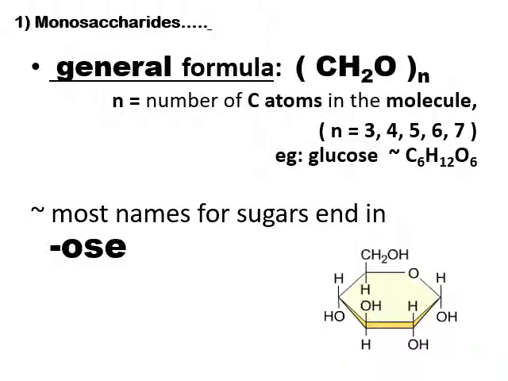The general formula for monosaccharide is in bracket CH2O n. Okay, where the n is the number of carbon atoms in the molecules. Okay, so the n can be 3, 4, 5, 6, or 7. Okay, the common example is glucose. Okay, where the general formula for glucose is C6H12O6. So basically, we can say that molecular formula for monosaccharide are in multiple of unit CH2O. And mostly the name for sugars are ended with ose.